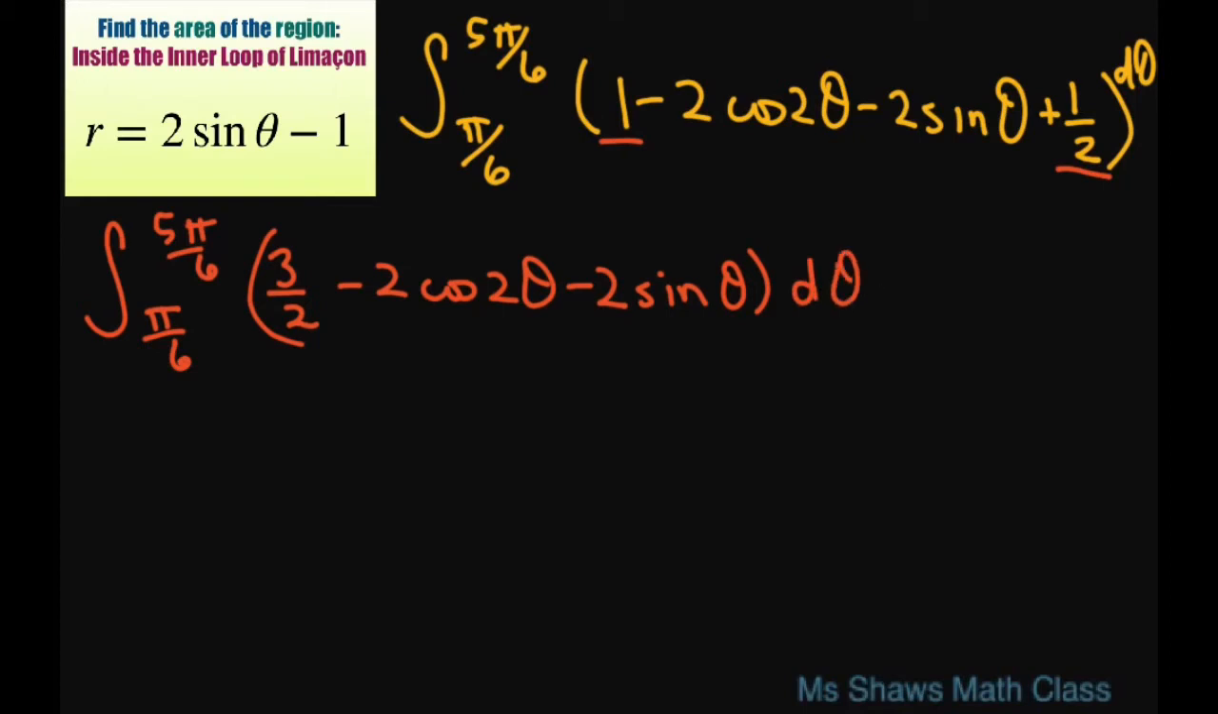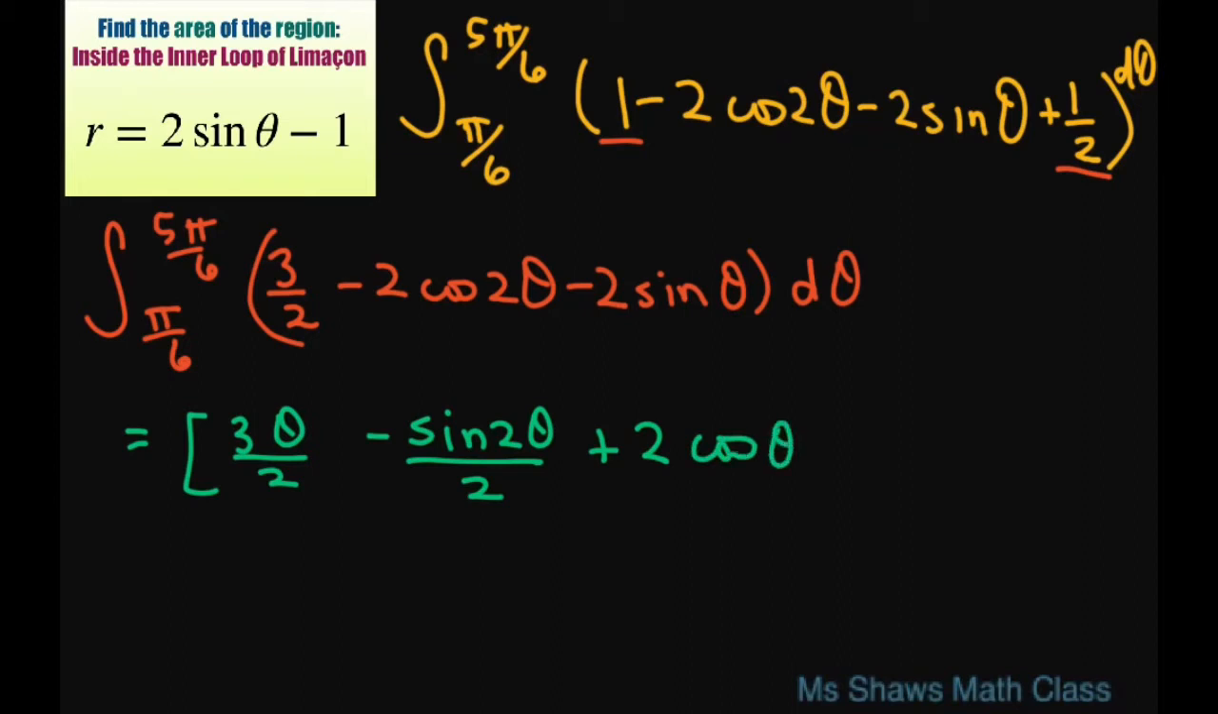Now let's integrate, and this is going to be equal to 3 theta divided by 2 minus sine 2 theta divided by 2 plus 2 cosine theta. And now we're going to have to evaluate this from pi divided by 6 to 5 pi divided by 6. Now we're going to do that part, and you've got to be very careful on this one. So let's get started.